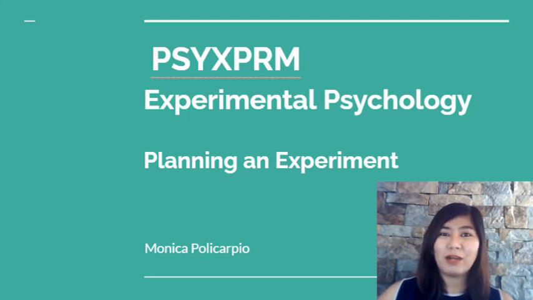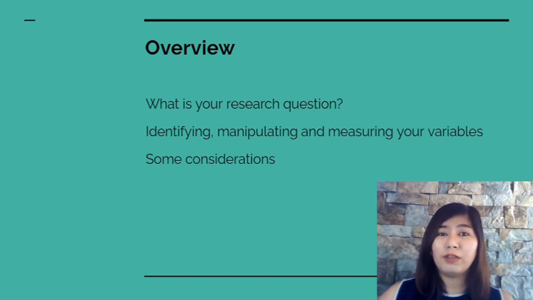Today, we're going to talk about chapter 2 of Field and Holes, How to Design and Report Experiments. Chapter 2 is entitled Planning an Experiment. So let's begin. Here's the overview of the things that we're going to talk about.